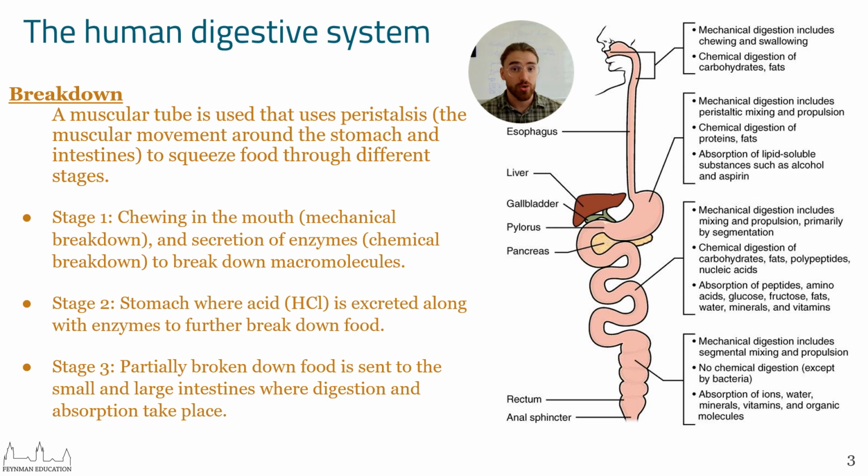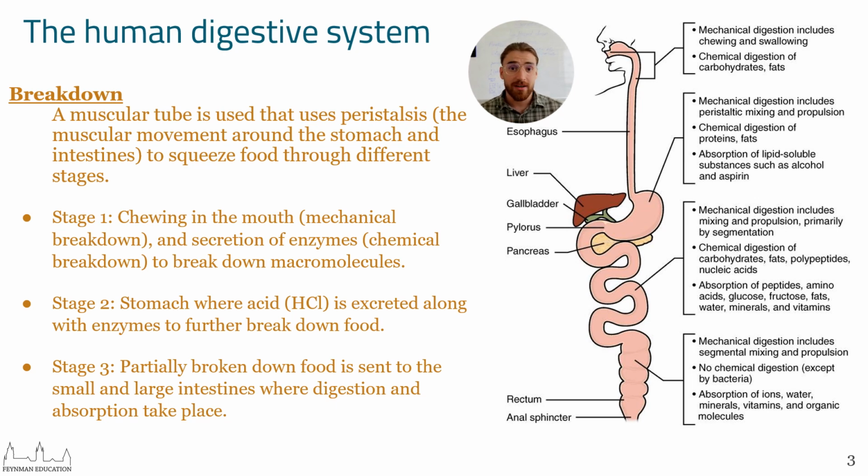Stage 1 would be the chewing. We call this mechanical digestion. This is the breakdown of food physically. There are, however, enzymes in the salivary glands, or in the saliva of your mouth, that also aid in chemical breakdown, and we're going to go through those later.